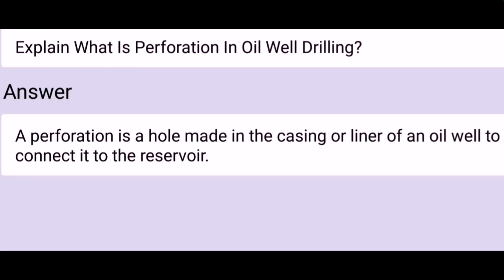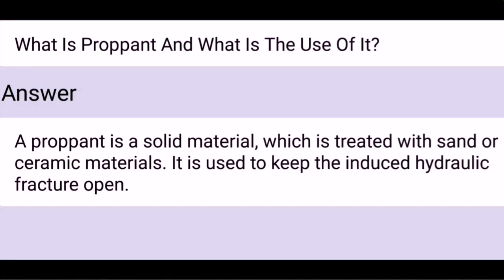Explain what is perforation in oil well drilling. A perforation is a hole made in a casing or liner of an oil well to connect it to the reservoir. What is proppant and what is the use of it? A proppant is a solid material made of sand or ceramic materials. It is used to keep an induced hydraulic fracture open.